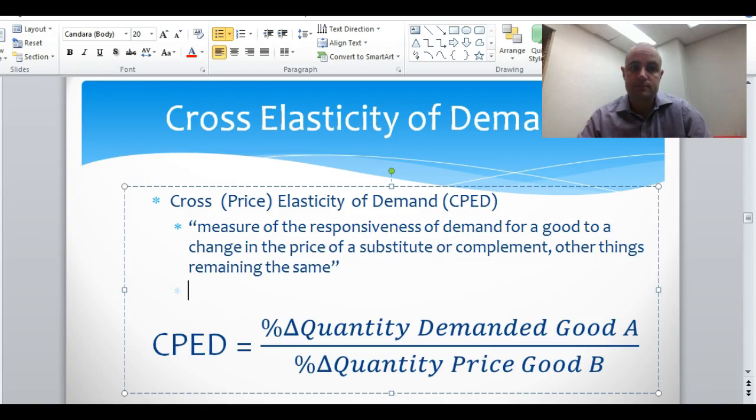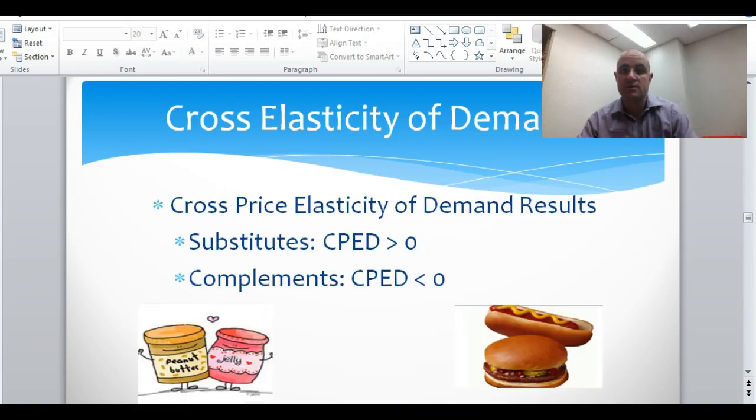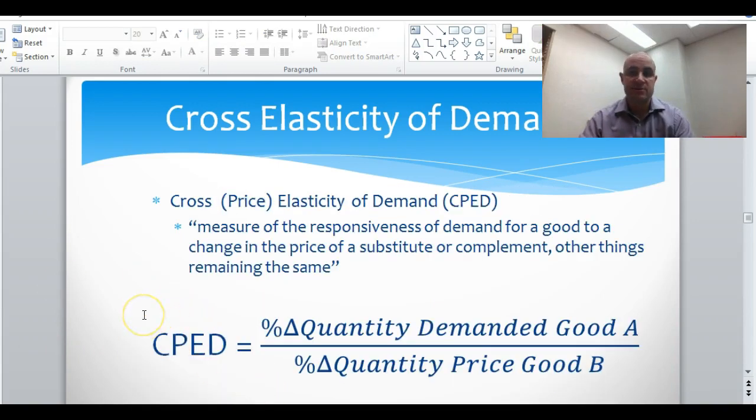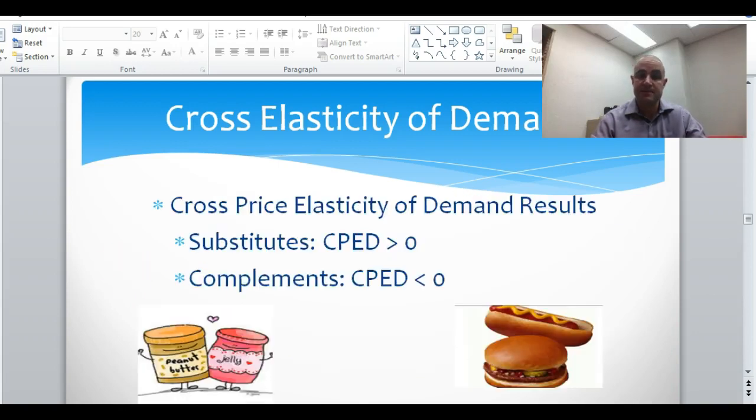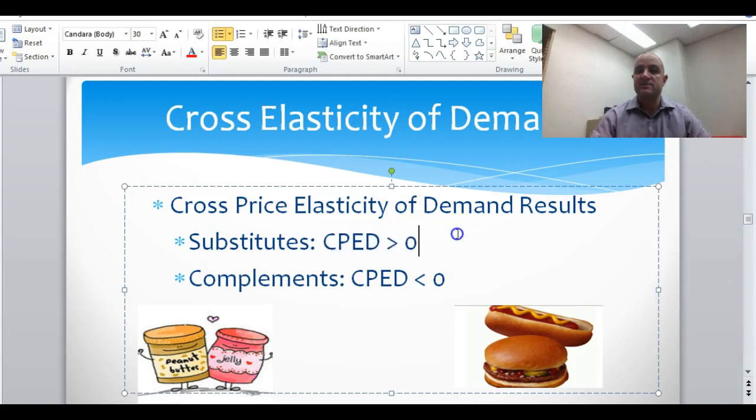Here as well, if we go back here, you don't see the absolute value sign. It's not always going to be positive, not always going to be negative, but it's very important to understand how two goods are related. So for example, let's say the cross price elasticity of demand is greater than 0. If this is the case, the goods are substitutes.